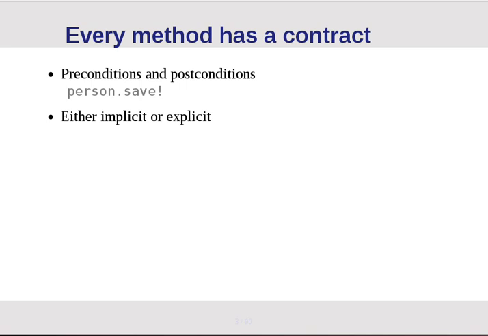It says, give me certain inputs, and I promise I will return certain outputs or cause certain side effects. So for instance, we know in ActiveRecord, if we call the save bang method, the contract is so long as that record is valid, it will be saved to the database, otherwise an exception will be thrown.